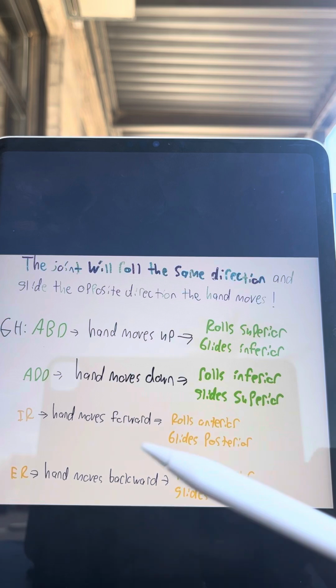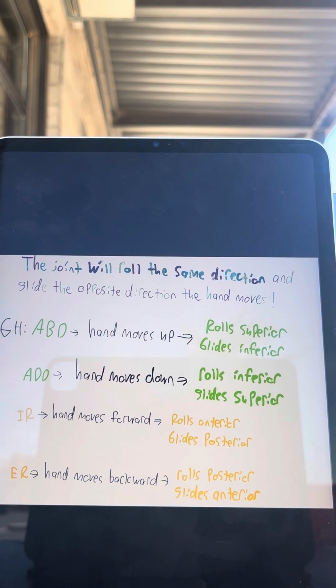So let's look at abduction for the glenohumeral joint. When you abduct the shoulder, your hand will move up. And what's another word for up? Superior. So, using this rule, we can determine that the head of the humerus will roll superior and glide inferior in the GH joint.